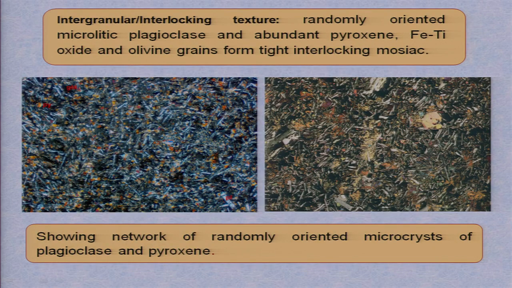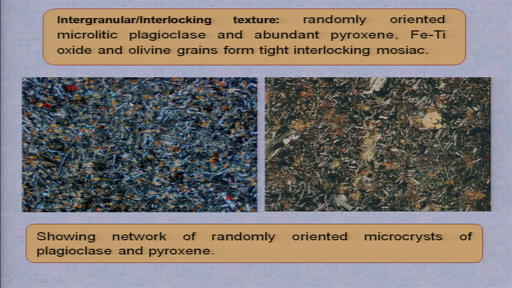Now I am talking about the intergranular texture: randomly oriented microlite plagioclase and abundant pyroxene, iron titanium oxide and olivine grains form an interlocking mosaic texture. See in this photomicrograph, this is plagioclase and this is pyroxene, the colorful mineral which shows high order polarization. High order means second to third order polarization color.